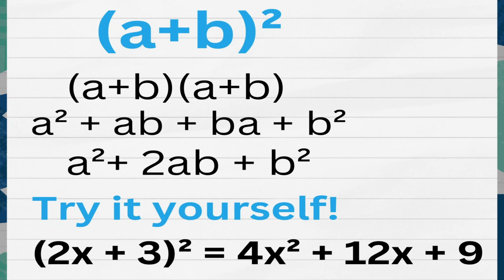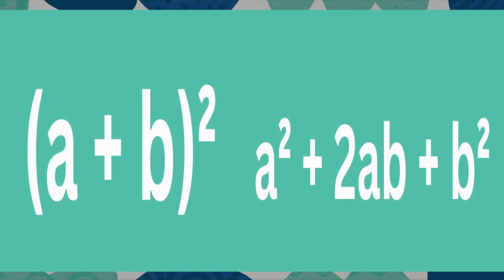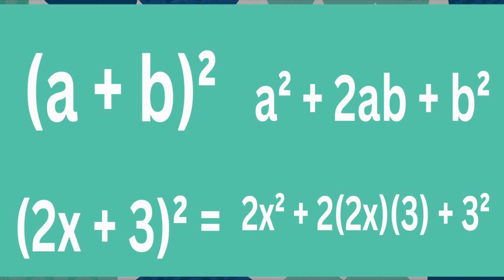Are you still having problems? Just remember that you need to find the square of the first term, then the product of the two terms multiplied by 2, and find the square of the second term. Don't forget that all signs are positive. Here's how to answer the example that I just gave you. You may write the pattern for a guide.